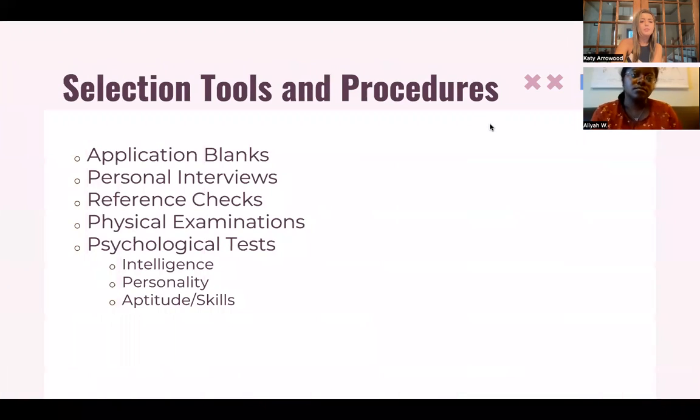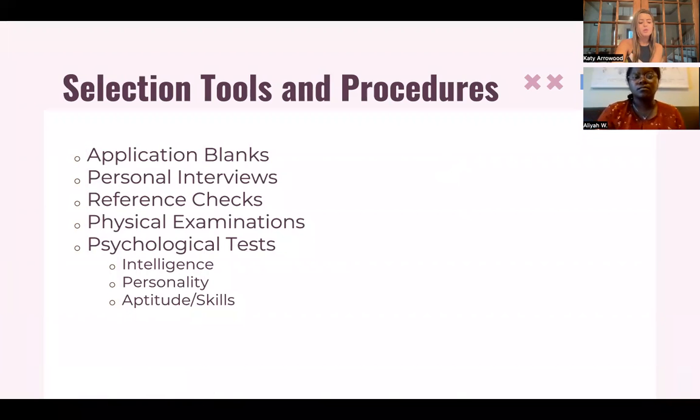So, selection tools and procedures. Selection tools are listed here on the presentation. After the qualifications necessary to fill a job have been determined, some applicants have been recruited. The final task is to determine which applicants best meet the qualifications and have the greatest aptitude for the job. To gain this information, you need to evaluate each prospective employee.